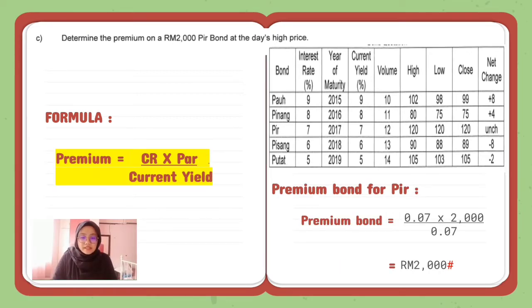Next, question C asks to determine the premium on a 2000 peer bond at the day's high. The formula, as stated below, is CR times par value, divided by the current yield. To find the premium bond for peer, the calculation would be 0.07, the CR, times 2000, the par value, divided by 0.07, which is the current yield given in the table above. And we will get RM 2000 for peer premium bond.